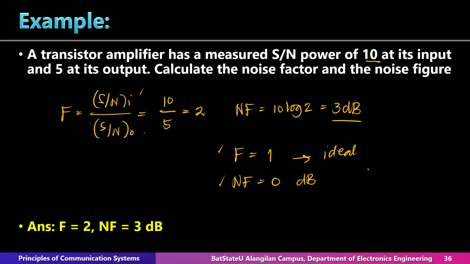So, remember, the ideal value is 0 dB. The closer to 0, the better. If it's noise factor, the closer to 1, the better. There is no noise factor less than 1. That is the minimum. So, for normal, typical amplifiers, F is greater than 1 and NF is greater than 0. Okay? But for ideal noiseless systems, the noise factor is 1 and the noise figure is 0.